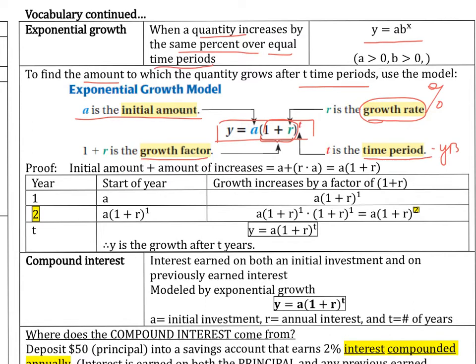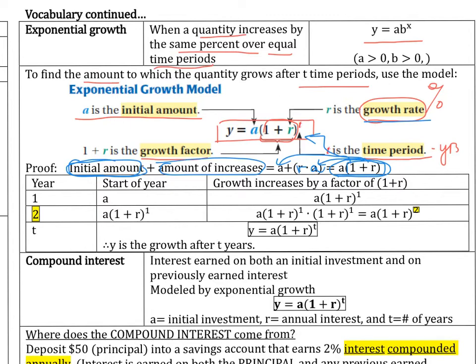To prove why this model works, we can begin with the initial amount, and the amount of increase would just be taking the initial amount, a, and multiplying by the growth rate, r. And when we factor out a, we get 1 plus r. A times 1 is a, times r gives you this part. So this is where we have this formula.